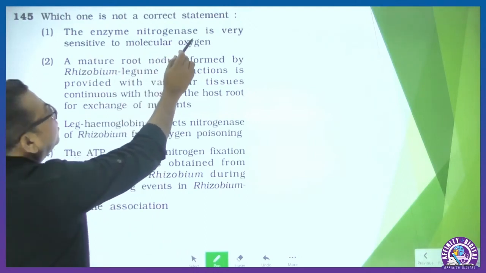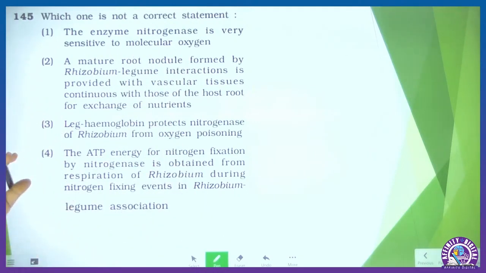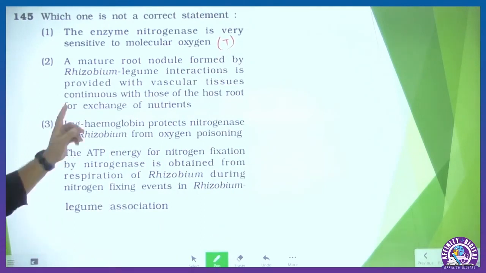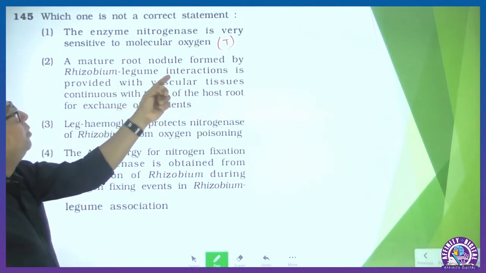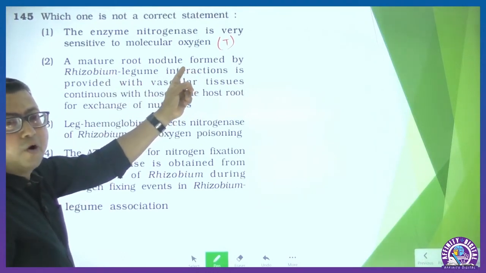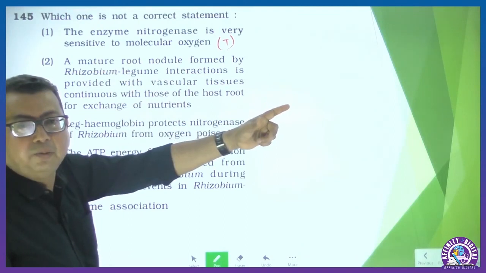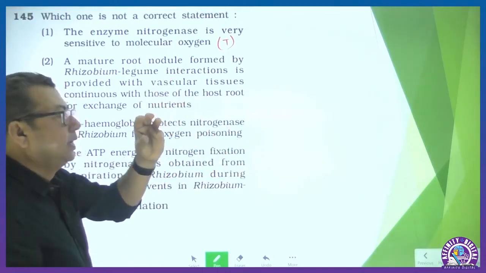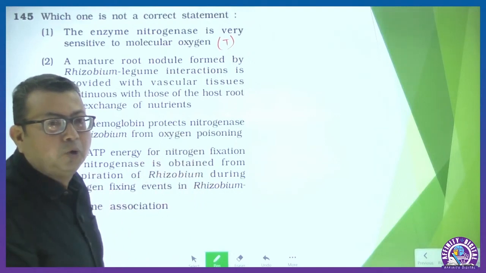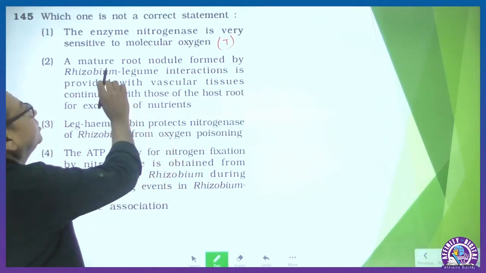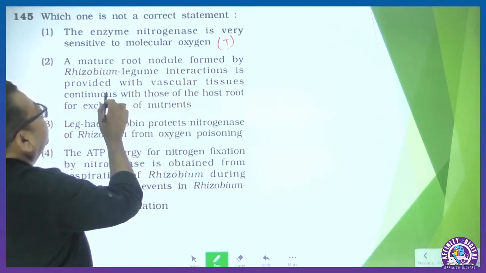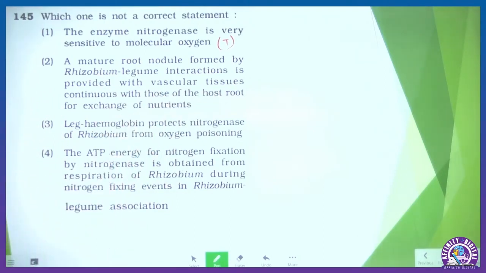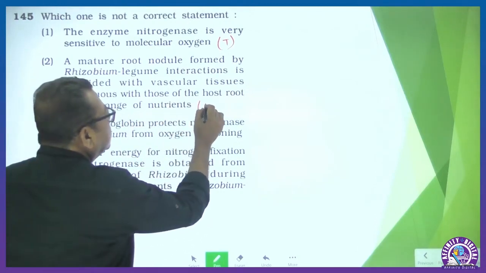Okay, the enzyme nitrogenase is very sensitive to molecular oxygen. This is true. As you know, I have discussed this in the class also nicely. True. Achha. A mature nodule formed by rhizobium legume interactions. Multiple interactions occur to form the nodules in the host plant, that is legume. Rhizobium and legume ke beech mein hoke some swellings are formed in the root of legume. These are called root nodules. Ye root nodule cell mein ultimately rhizobium reside karta hai. So mature nodule formed by rhizobium is ultimately provided with vascular tissues, and these vascular tissues are continuous with those of the host root, that is legume root, for exchange of nutrients. So ye bhi true hai.